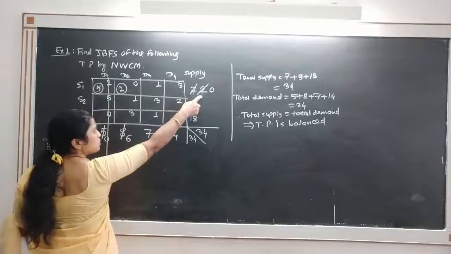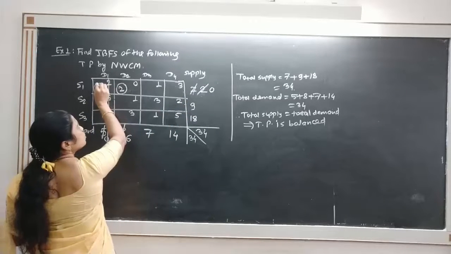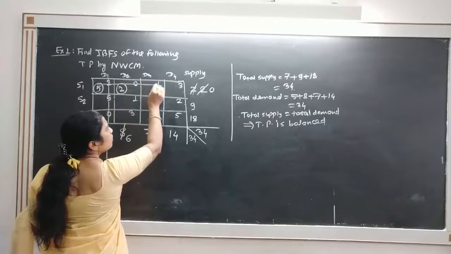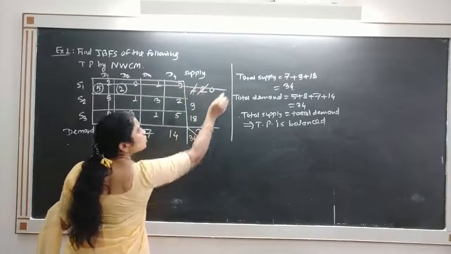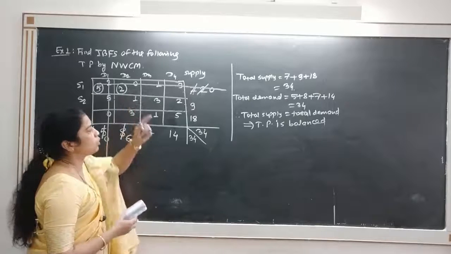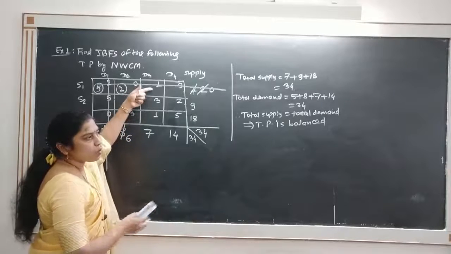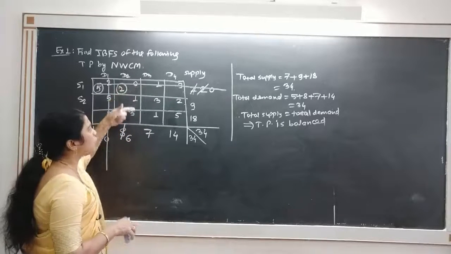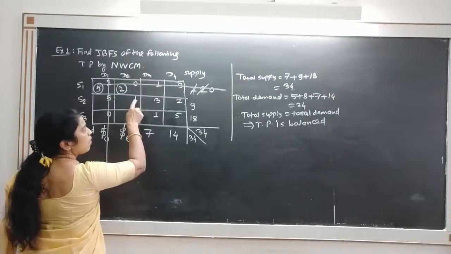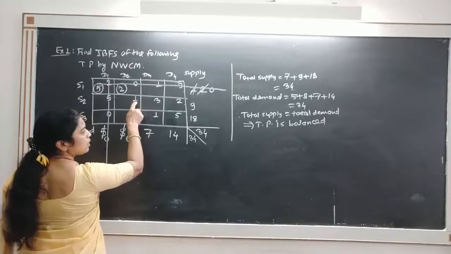Because this becomes 0, we cross out this row to show that there will be no allocations in this row. So cross out the row. If we cross out the row, move below. So move below to that. So we come here. Move below the row. So we have to come here.